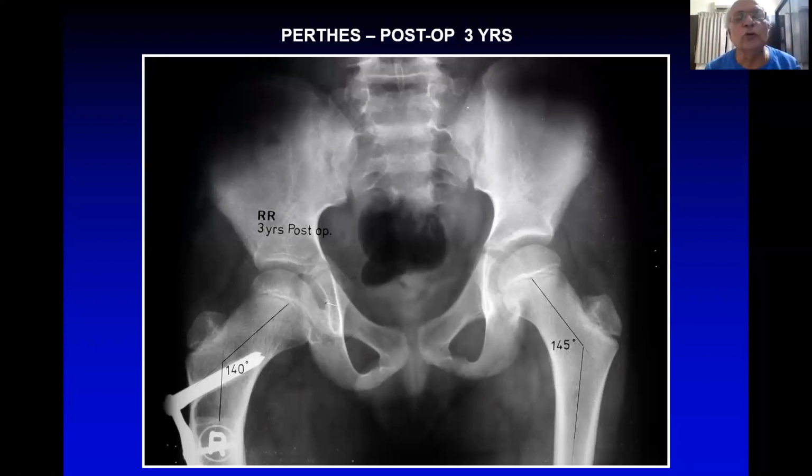Perthes should be treated for containment, and we should be treating this aggressively. Nowadays, we do not use this plate. We use a different plate where 2 screws are allowed to go into the proximal fragment and 2 or 3 screws below. Along with that, they will do a trochanteric epiphysiodesis also, so that there is no problem of overgrowth of the trochanter.